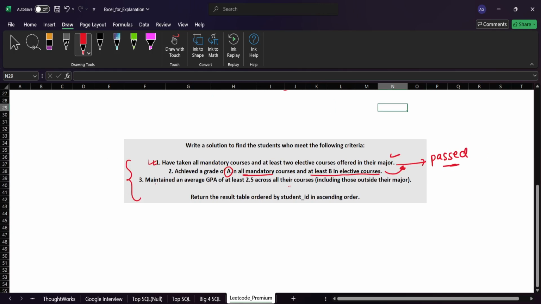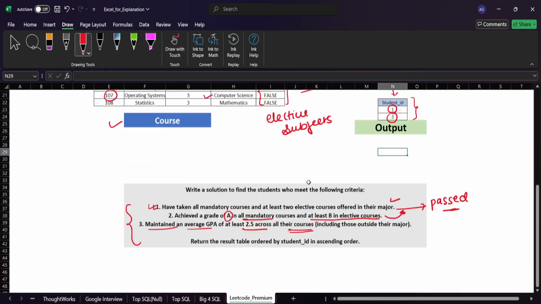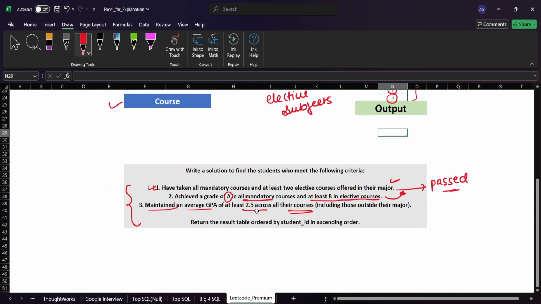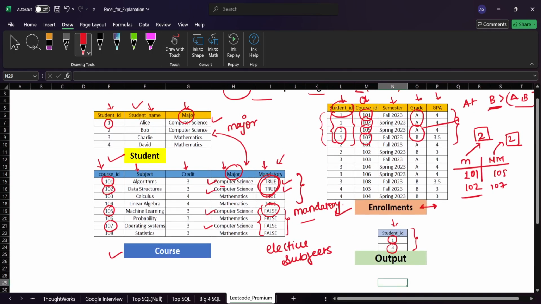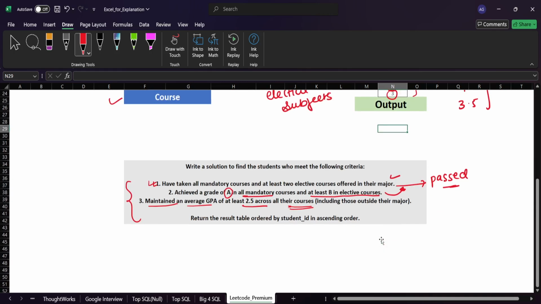And the third is maintain an average GPA of at least 2.5 across all the courses. Okay, so across all the courses, 2.5 should be the average GPA, right? So let's talk about student 1. If you take the average of these four, so basically 4, 4, 4, 3.5, this average is obviously greater than 2.5, right? That's why we have student ID 1 in the output. I think you understood how we are tackling this.